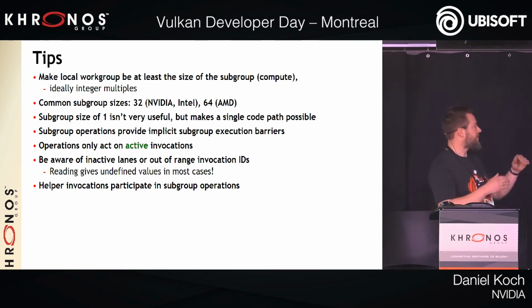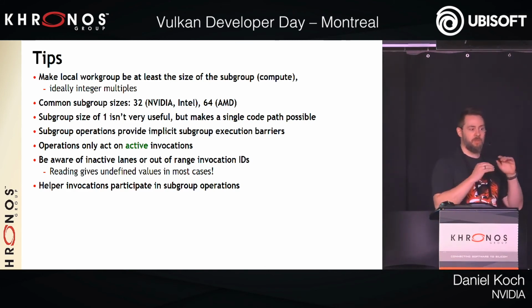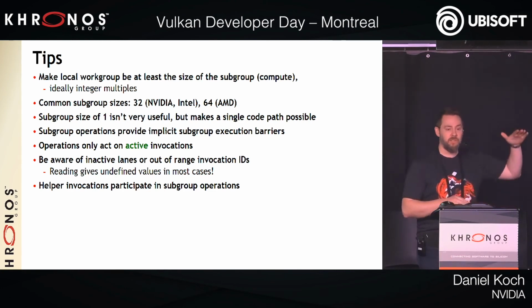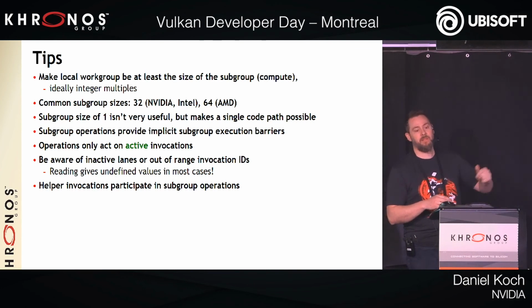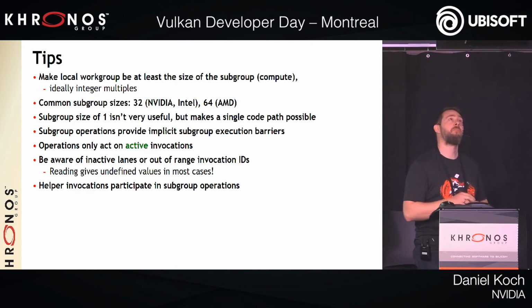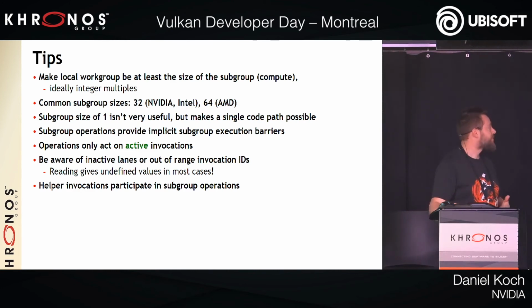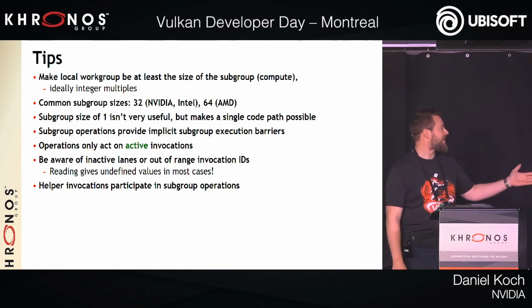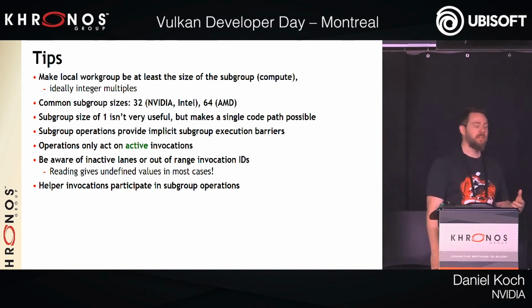A subgroup operation is an implicit execution barrier. Basically, all the threads have to get to that point before any of them continue. For example, if you're doing an arithmetic operation, obviously all the values have to be available at the same time to do that. Operations only act on active invocations. This is very important to keep in mind, and also be aware of your inactive lanes or out-of-range invocation IDs. If you read from those, you're going to get undefined values in most cases, and things are just going to be weird.